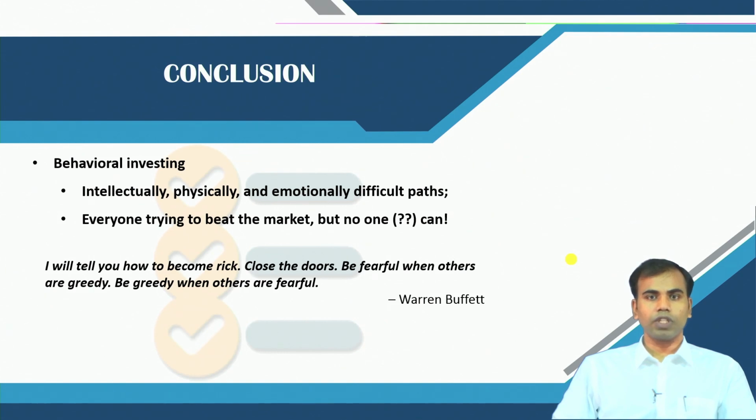standard output variables. Now, to conclude this session, I would quote Warren Buffett, who says, I will tell you how to become rich. Make an investment, close the doors, be fearful when others are greedy and be greedy when others are fearful. These sentences basically highlight how important it is to exercise self control, particularly in stock market investment decisions, where most of us get influenced by biases and heuristics as well as external factors such as news, rumors, events and any other information that we may come across.